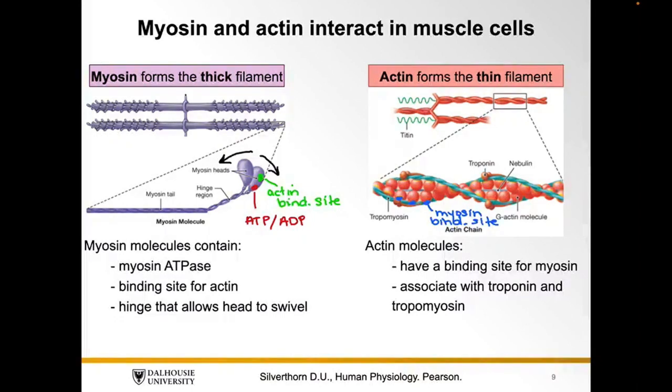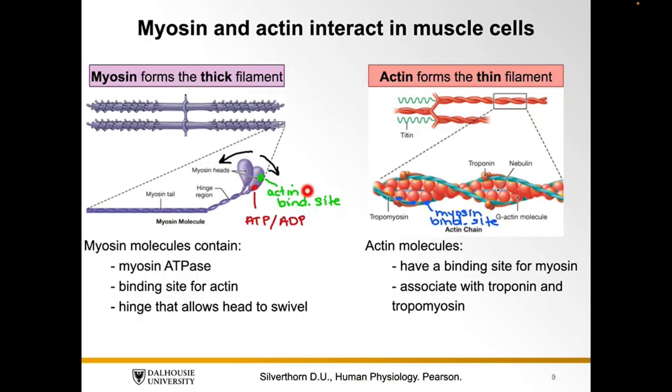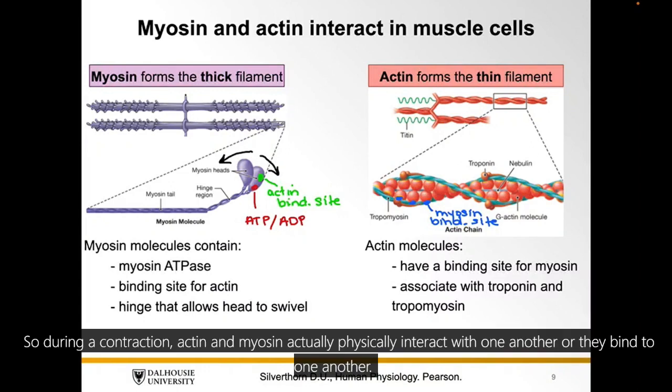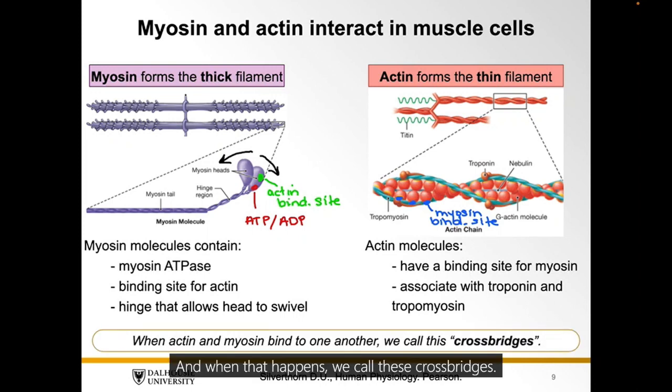So hopefully you can see here that myosin can bind to actin because it has a binding site, and actin can bind to myosin because it has a myosin binding site. So during contraction, actin and myosin actually physically interact with one another, or they bind to one another. And when that happens, we call these cross bridges.